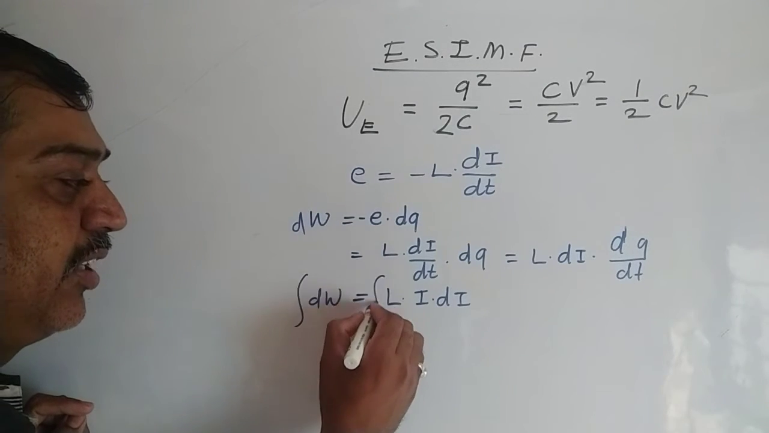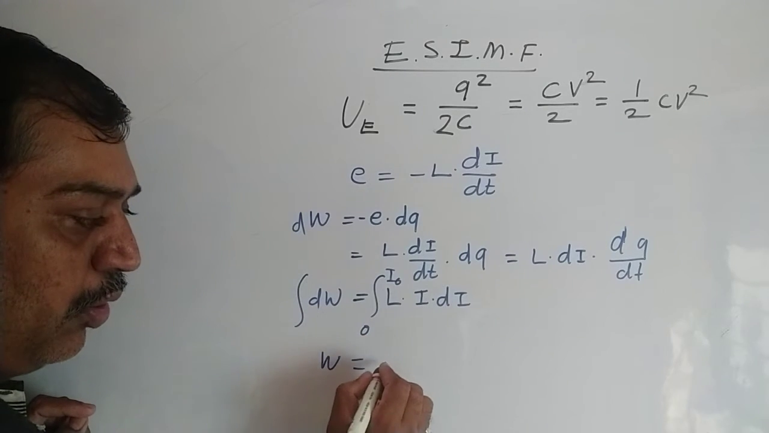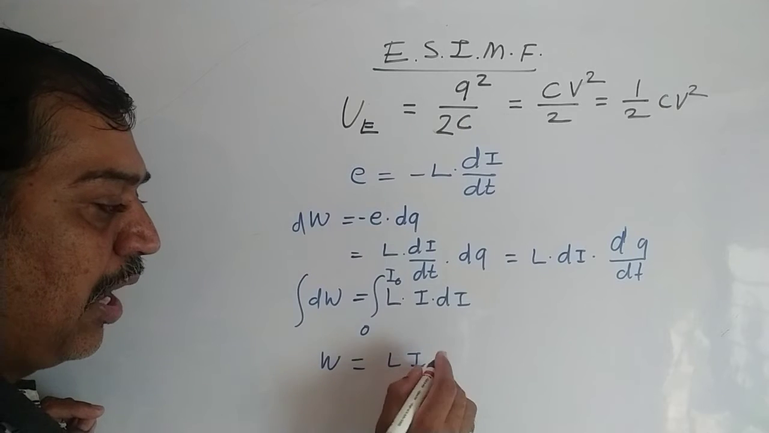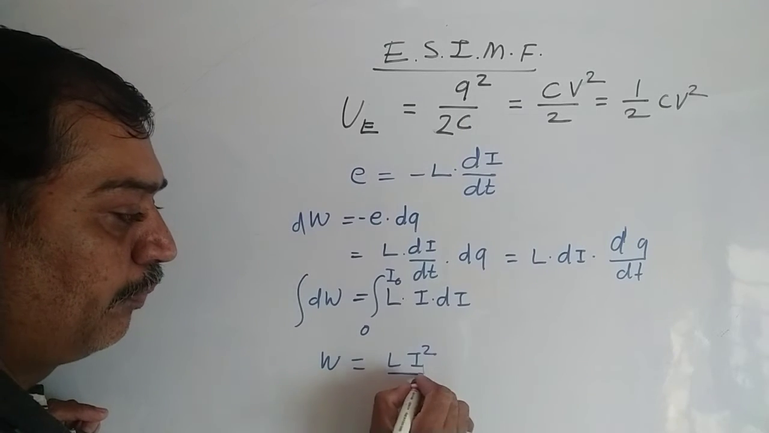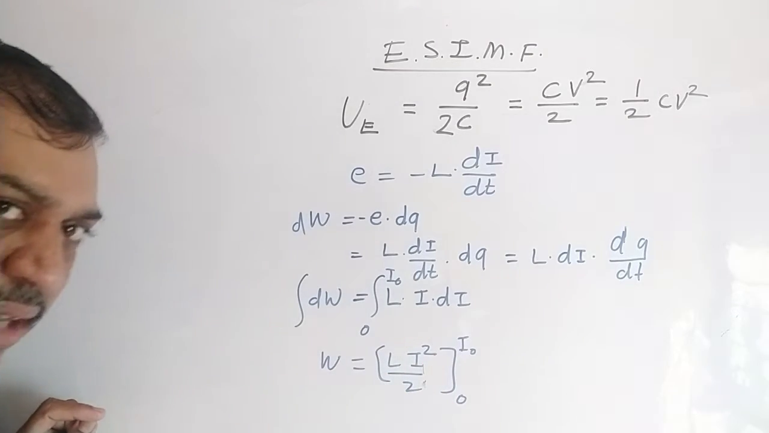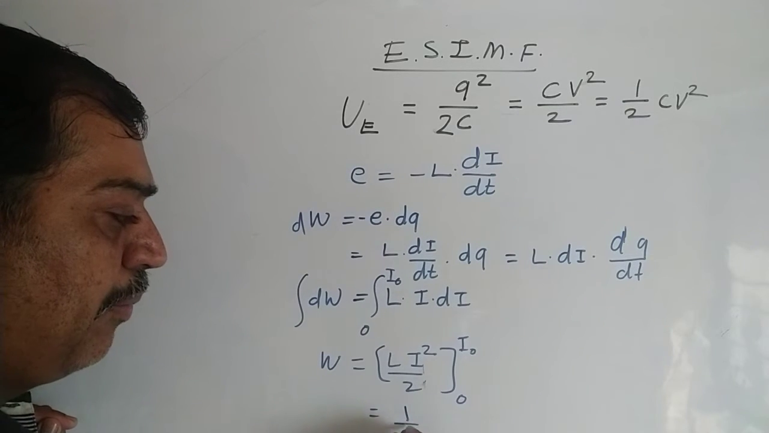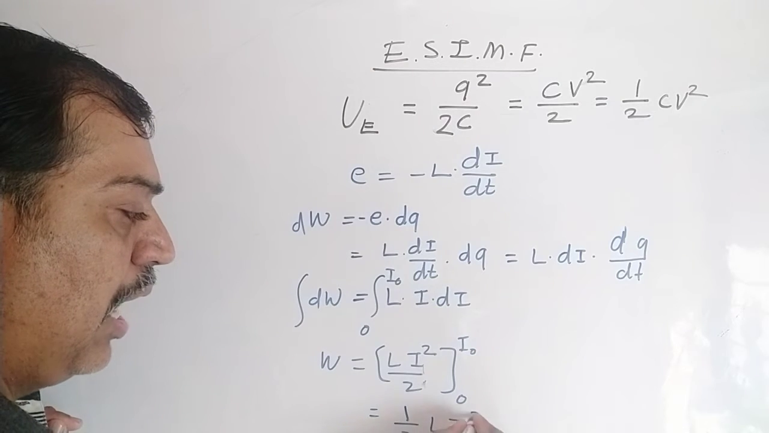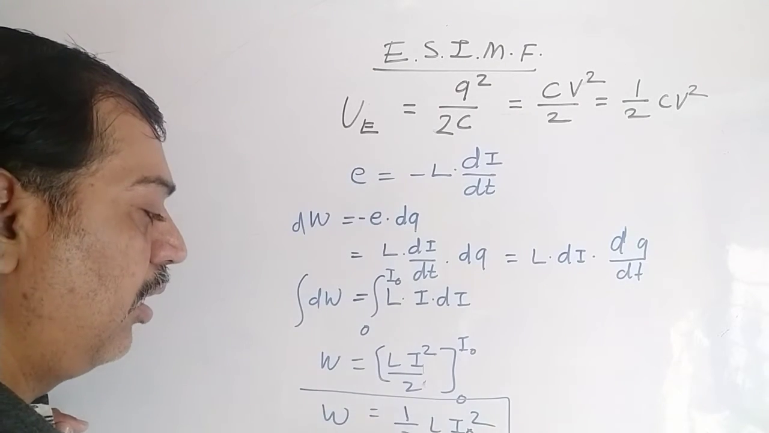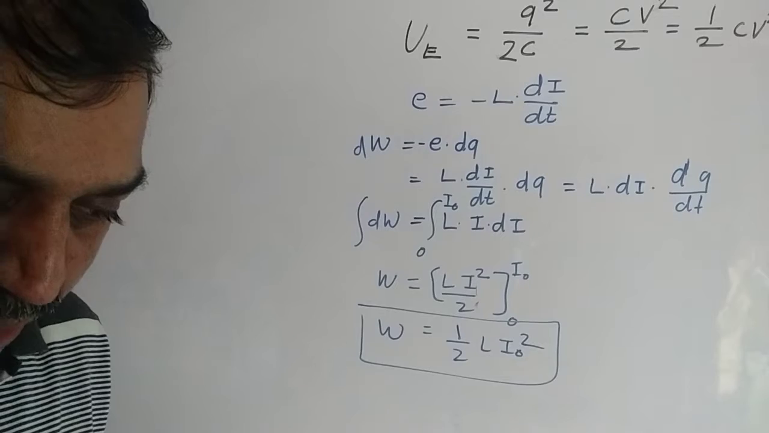We have to integrate this equation where current varies from 0 to I0. We get work done equal to L into I square divided by 2, with the limit varying from 0 to I0. This part we have already solved initially. If you put upper limit minus lower limit, we get 1 by 2 L into I0 square. That is the work done. W equal to 1 by 2 L into I0 square, or it is said to be I square.